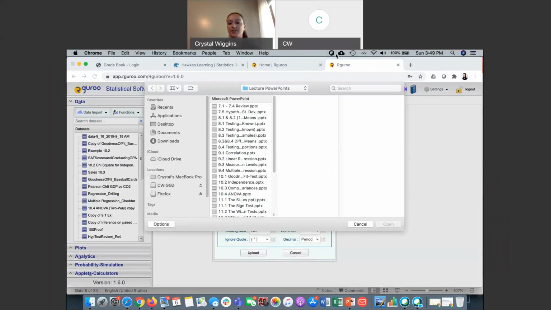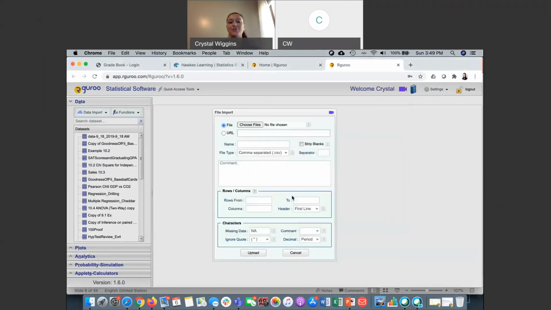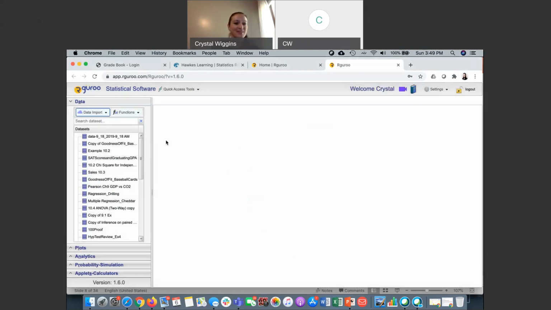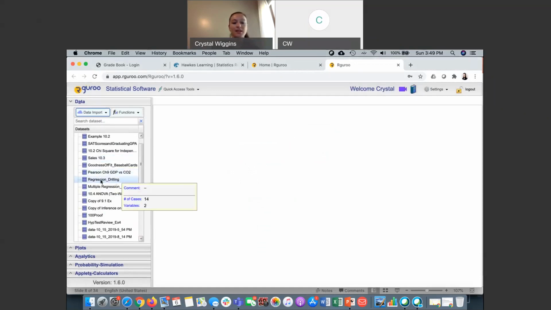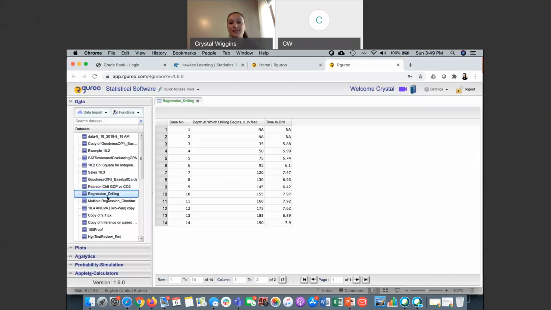Oh, well, actually, I don't have to do this part. So you would choose a file and hit upload. I already have it uploaded in here. That's why I didn't save it anywhere easy. So then again, when you put in any data set, make sure you double click it in your data list to make sure it imported correctly.